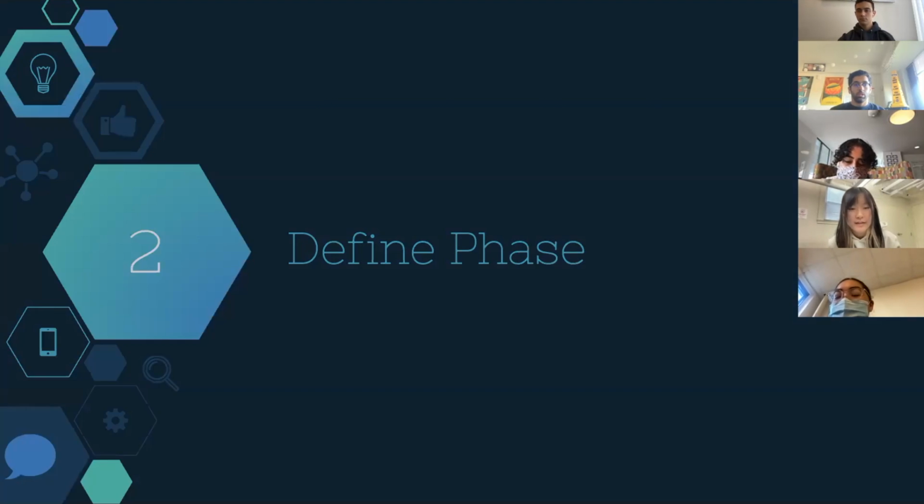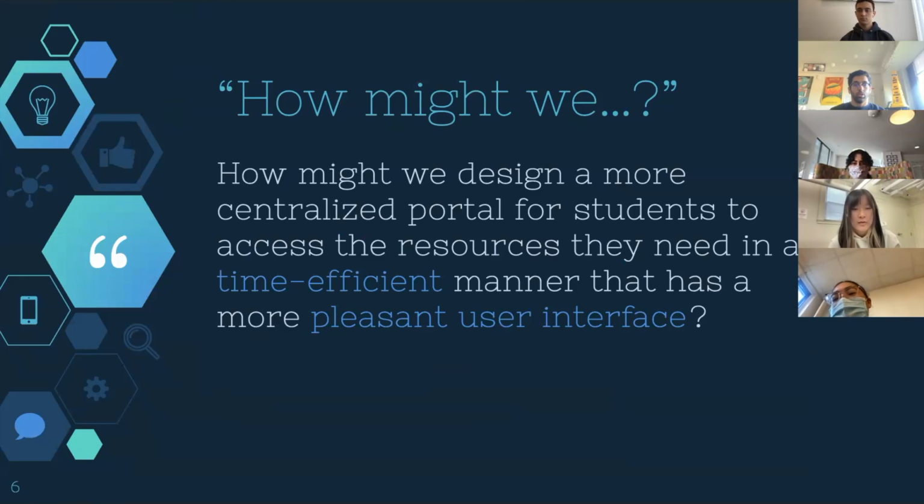So the second phase is the define phase. We come up with a how might we question, and our how might we question is: how might we design a more centralized portal for students to access the resources they need in a time-efficient manner that has a more pleasant user interface?